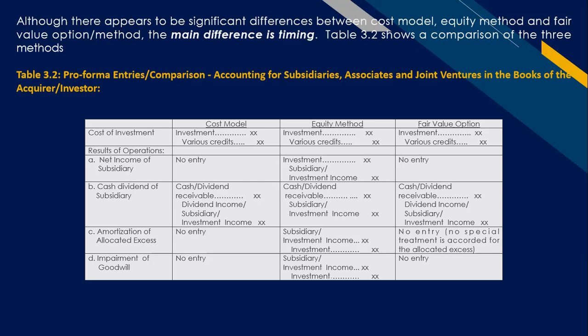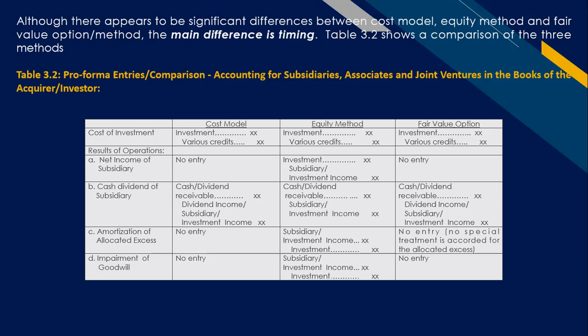Then for the results of operations, letter A, the net income of the subsidiary: under the cost model, there is no entry. Under the equity method, we debit investment in subsidiary and credit investment income. For the fair value option, there is no entry. So it's only under the equity method where you have a debit to investment and a credit to investment income. Take note of the effect of this entry. Under the equity method, the investment account is increased due to the net income of the subsidiary.